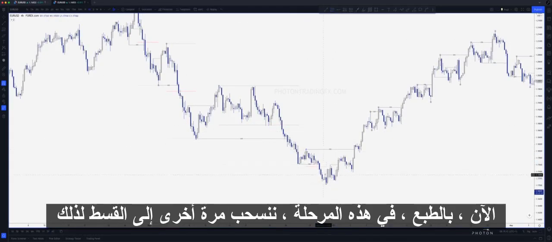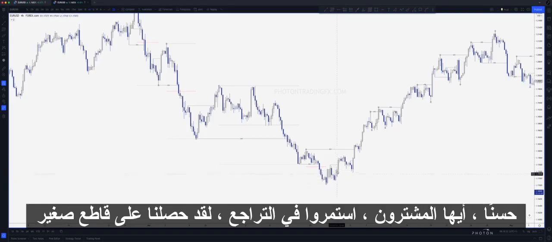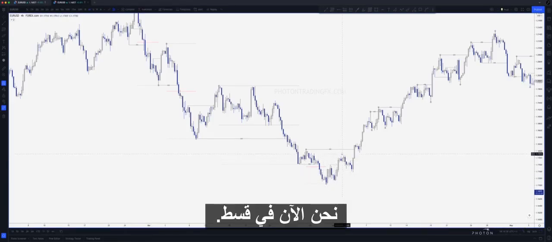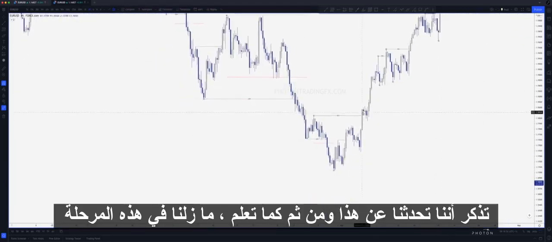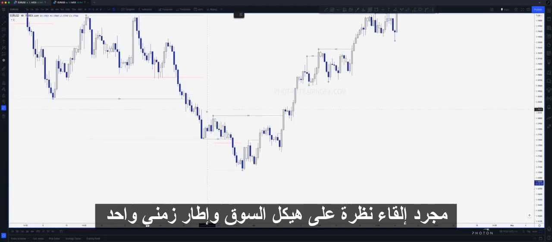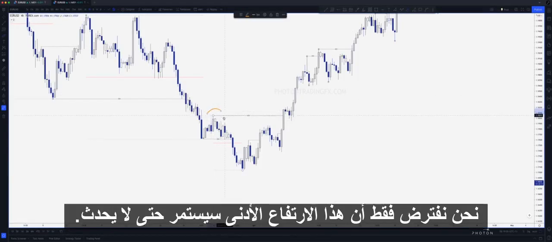Now, of course, at this point, we do pull back up into the premium, so you can see sellers start to step in already. But in this case, right, buyers keep stepping back in. We've had a minor break of structure there. We've had another minor break of structure. We are now in the premium. Remember, we spoke about this. And then, you know, at this point we're purely just looking at market structure on one single time frame, right, forgetting everything else. We just assume that this lower high will hold until it doesn't.